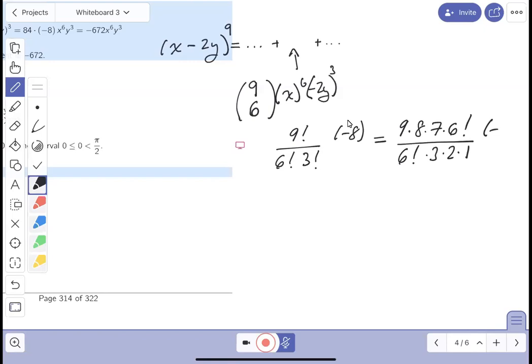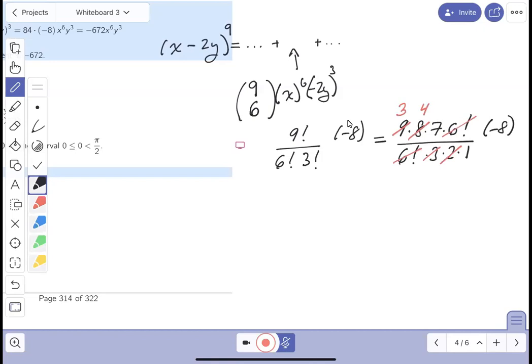What do you have here? Minus 8. All right, yeah, we should be able to do simple arithmetic. 6 factorial, whatever it is, it cancels off. Now here's the problem. 3 goes into 3 once, it goes into 9 3 times. 2 goes into 2 once, it goes into 8 4 times. Let's see if we can do that arithmetic.